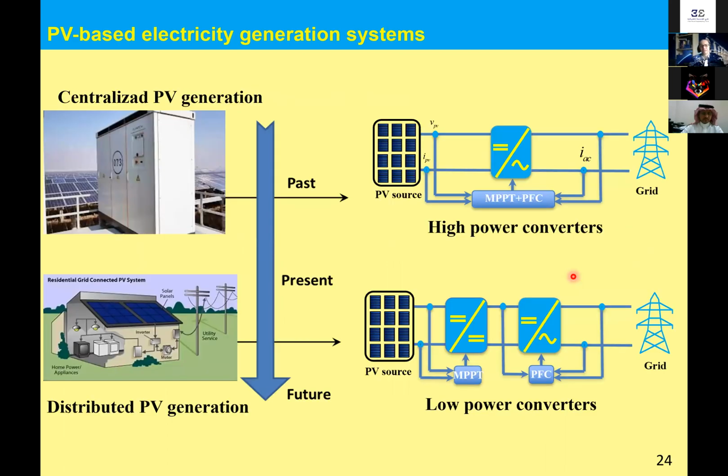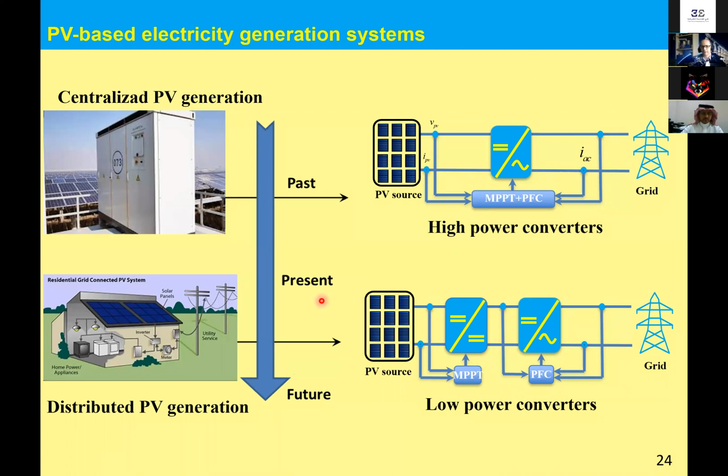So as I told before, the tendency at present is to move from high power converters used in large scale PV generation systems to small PV generation systems based on low power converters, like for example those used in residential applications. The picture at the top of the slide shows a large scale system where the inverter is a huge building of power electronics, while at the bottom of the slide the inverter can be very small and deals with a very small amount of power.